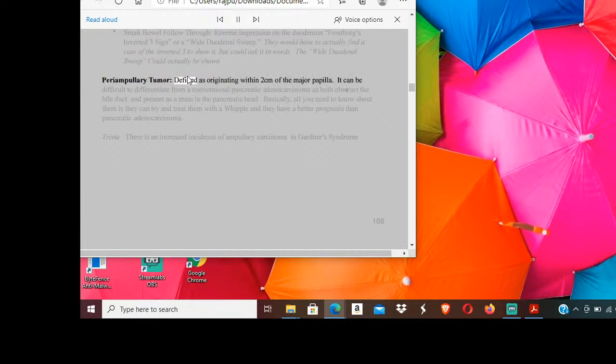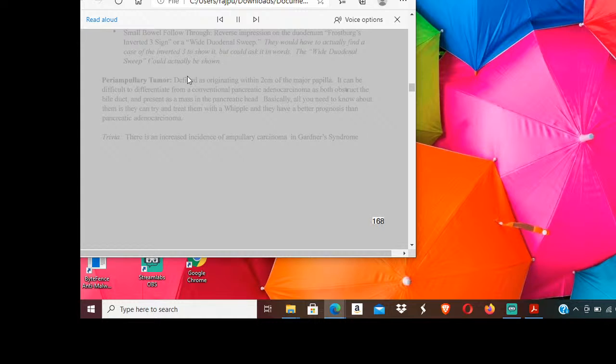Periampullary tumor, defined as originating within 2 centimeters of the major papilla. It can be difficult to differentiate from a conventional pancreatic adenocarcinoma, as both obstruct the bile duct and present as a mass in the pancreatic head. Basically, all you need to know about them is they can try and treat them with a Whipple, and they have a better prognosis than pancreatic adenocarcinoma. Trivia: there is an increased incidence of ampullary carcinoma in Gardner's syndrome.